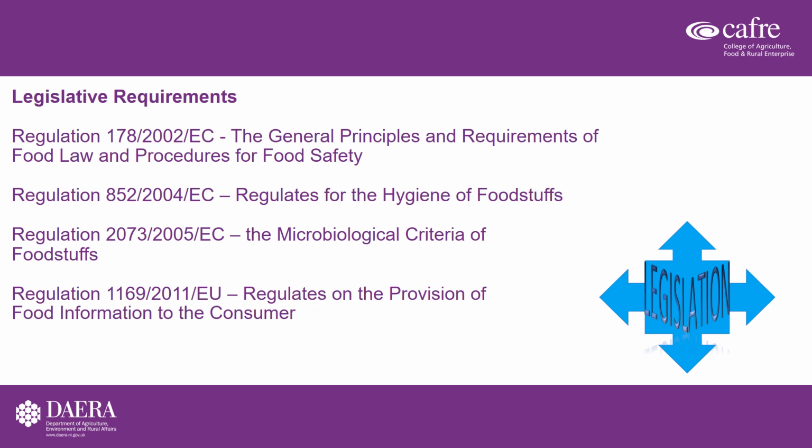Microbiological criteria have been harmonised in legislation by the European Commission regulation on the microbiological criteria for foodstuffs. That's number 2073-2005 that you see in the slide. Various interpretive documents on the legislation have been produced by organisations like the Food Standards Agency, the Chilled Food Association and the British Retail Consortium.